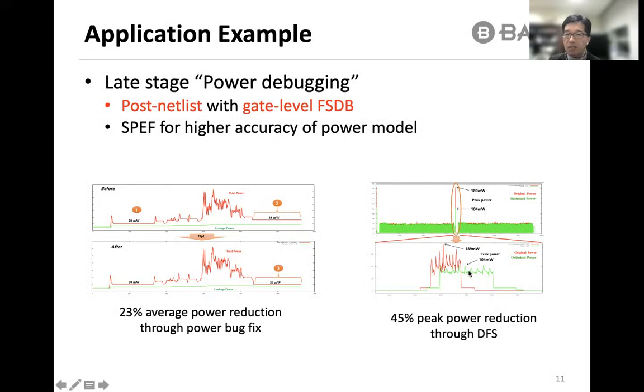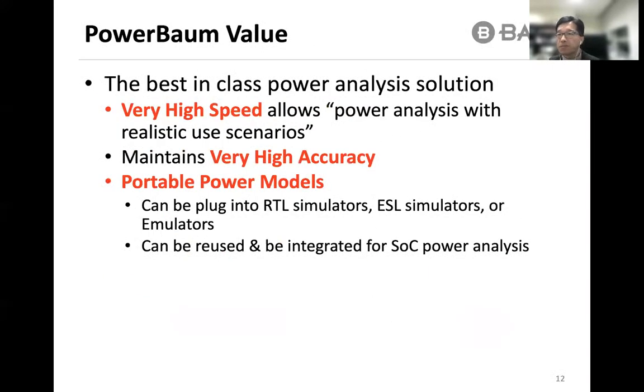As shown in this green waveform, the computation around the peak is spread out and the peak is much lowered and is located at 104 milliwatts. This is another example indicating that a simple average power number doesn't serve power optimization. And fast extraction of power waveform for long scenarios offered by Baum is important.